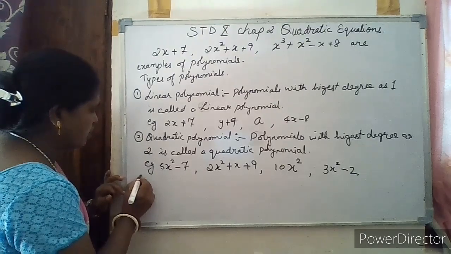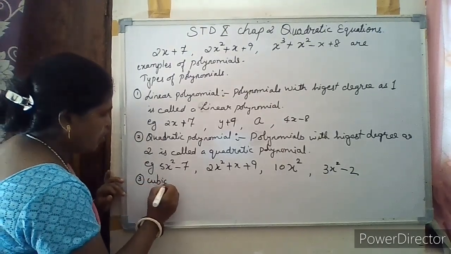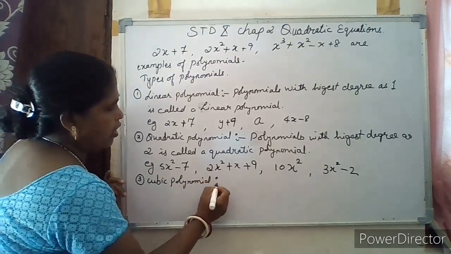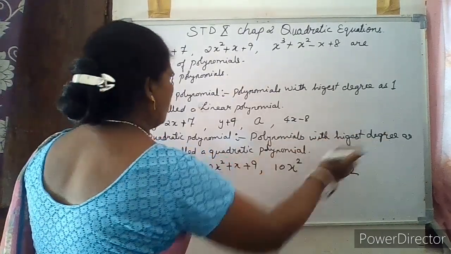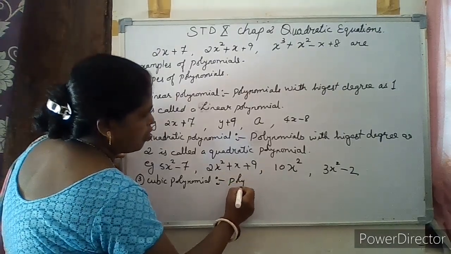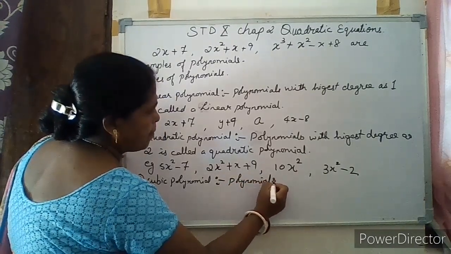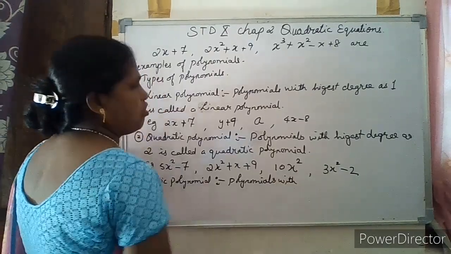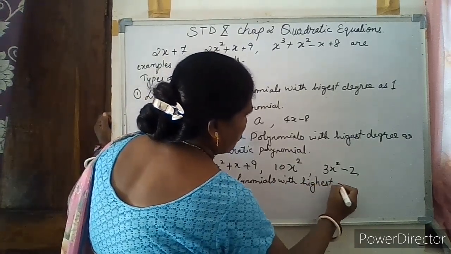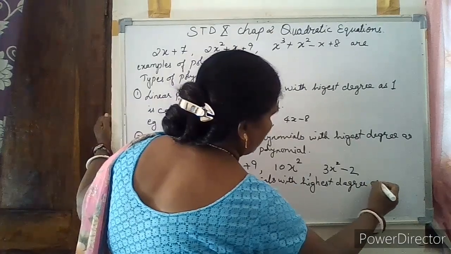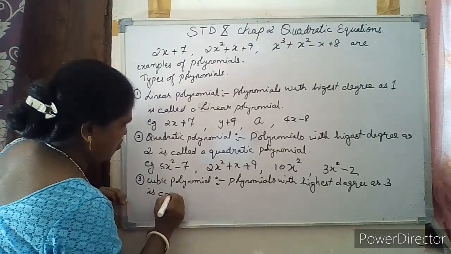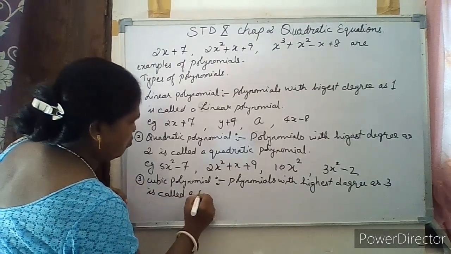Now we have got cubic polynomial. Again the same thing. Polynomials with the highest degree as 3 are called cubic polynomials. You have learnt all this in 9th class.